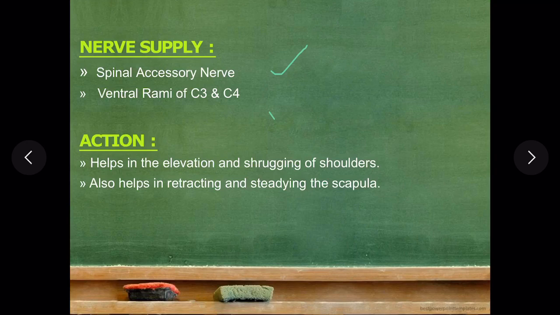The nerve supply to this muscle is by the spinal part of the accessory nerve and the ventral rami of C3 and C4. What is the function of the trapezius? The trapezius helps to elevate and shrug the shoulder, and also helps to retract and steady the scapula.